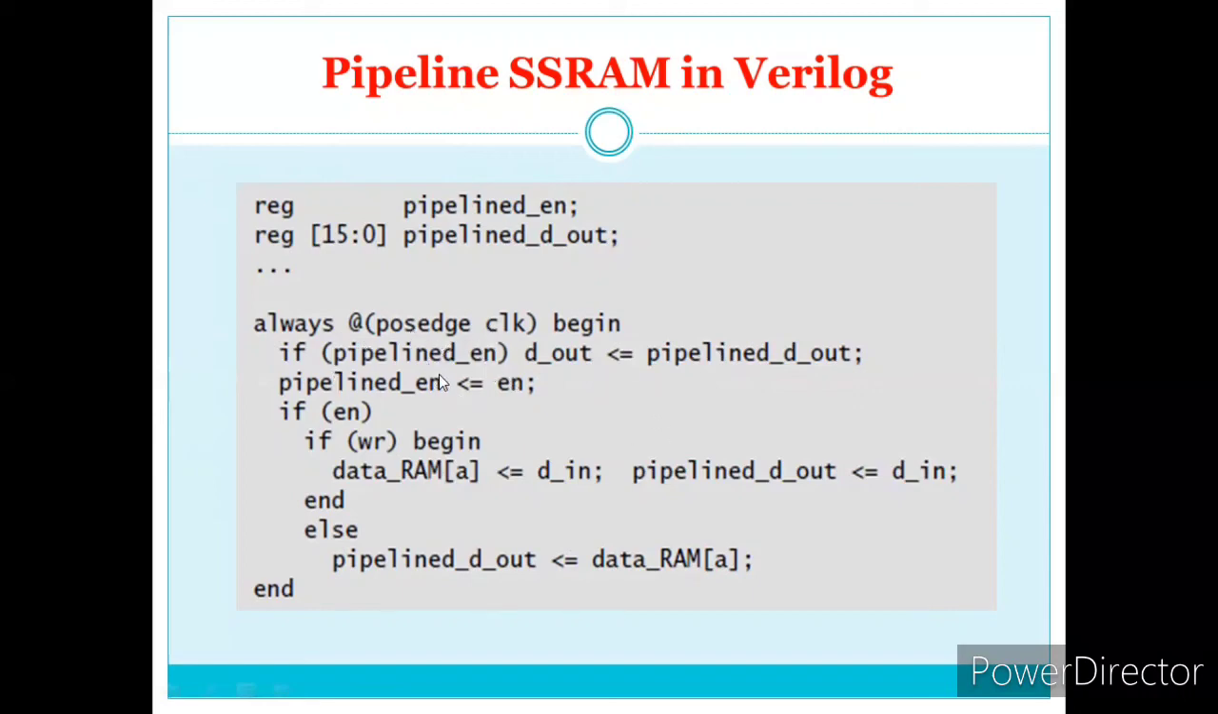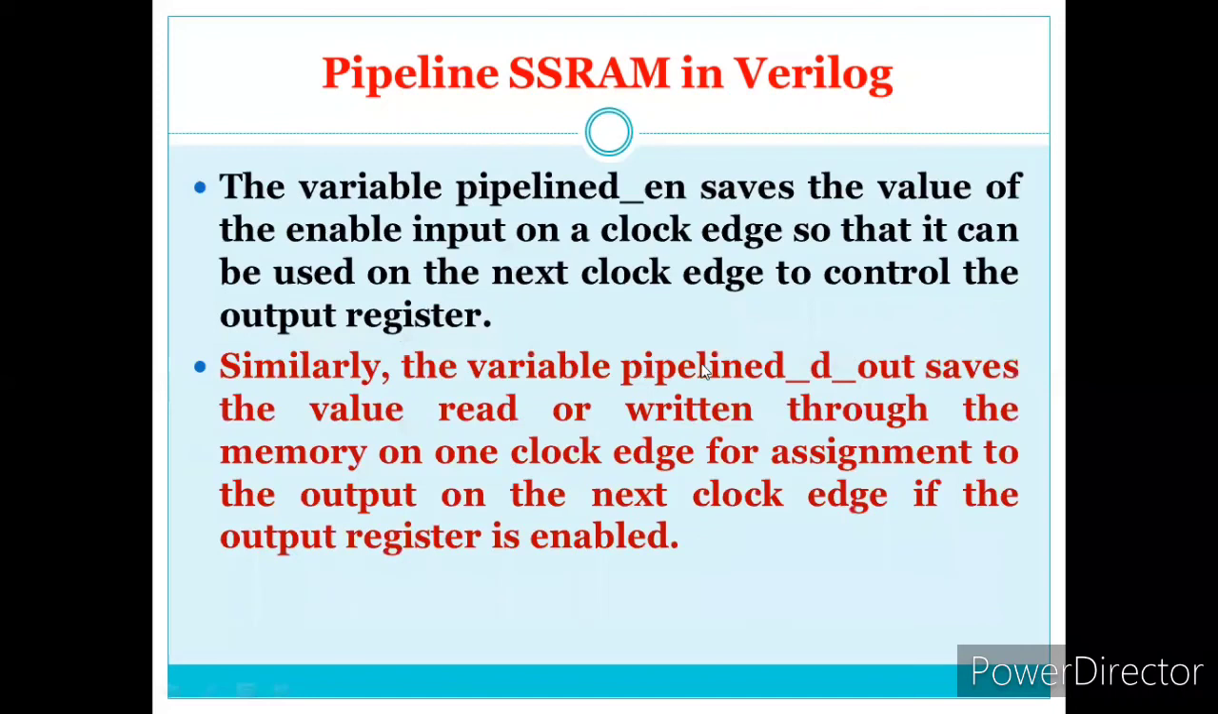These two statements we are adding with the help of an intermediate signal called pipeline data output, depending upon the pipeline enable signal we have. So these are the changes we have to make. The variable pipeline enable saves the value of the enable input on a clock edge so that it can be used on the next clock edge to control the output register. So pipeline enable stores the value and it can be used for the next clock cycle for the required operation.